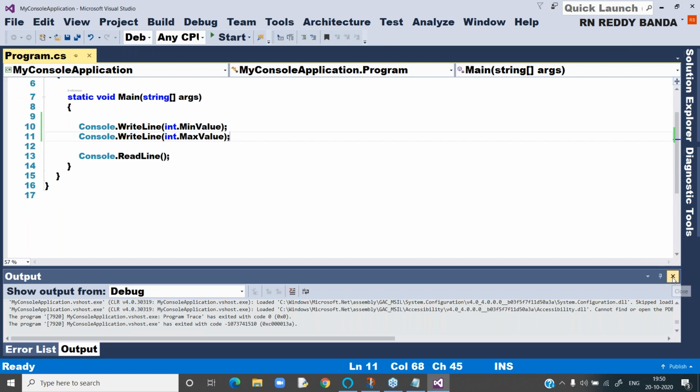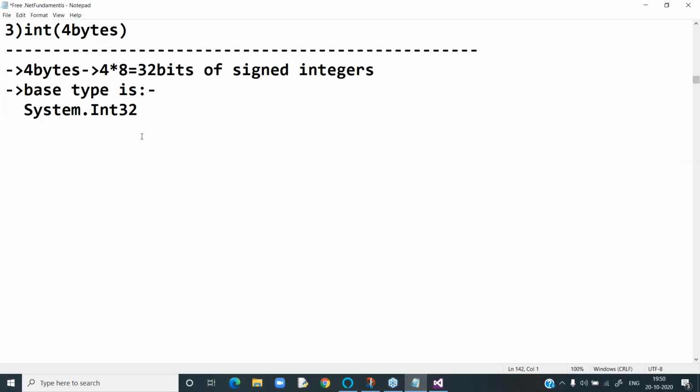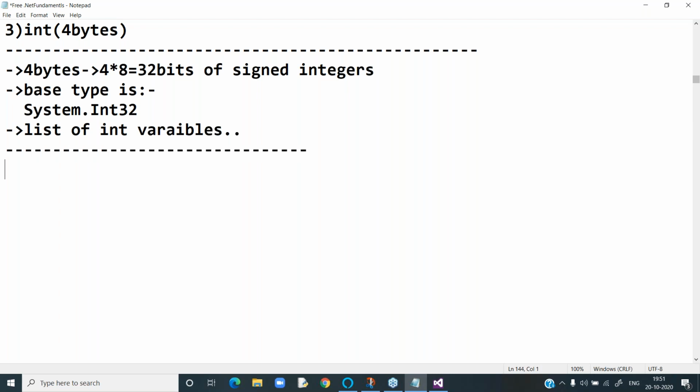Right, guys, is everybody clear? Okay, min value is not required to write also. Next, base type, and predefined size is okay. Next, list of int variables. List of int variables is also common. It's not a big deal.